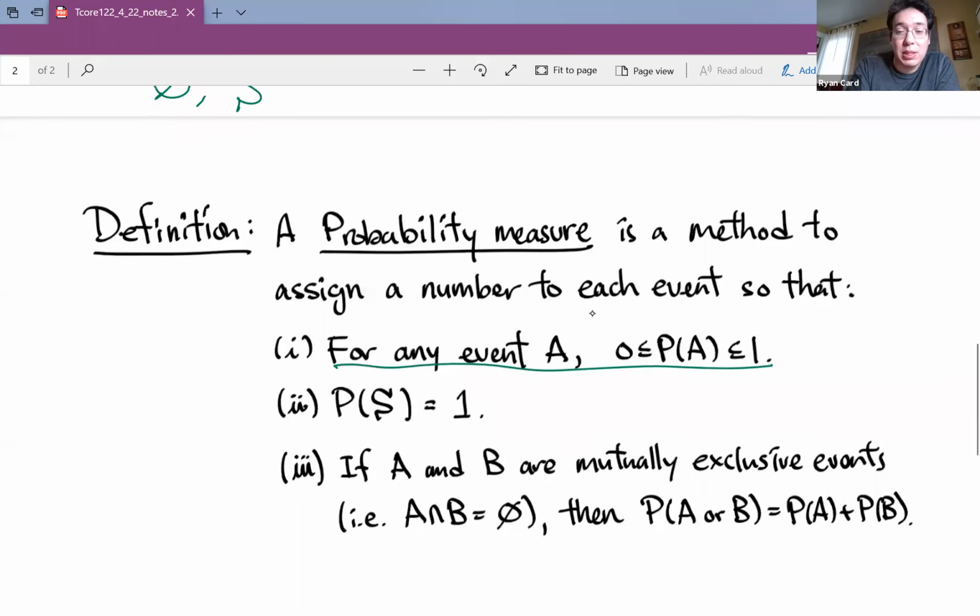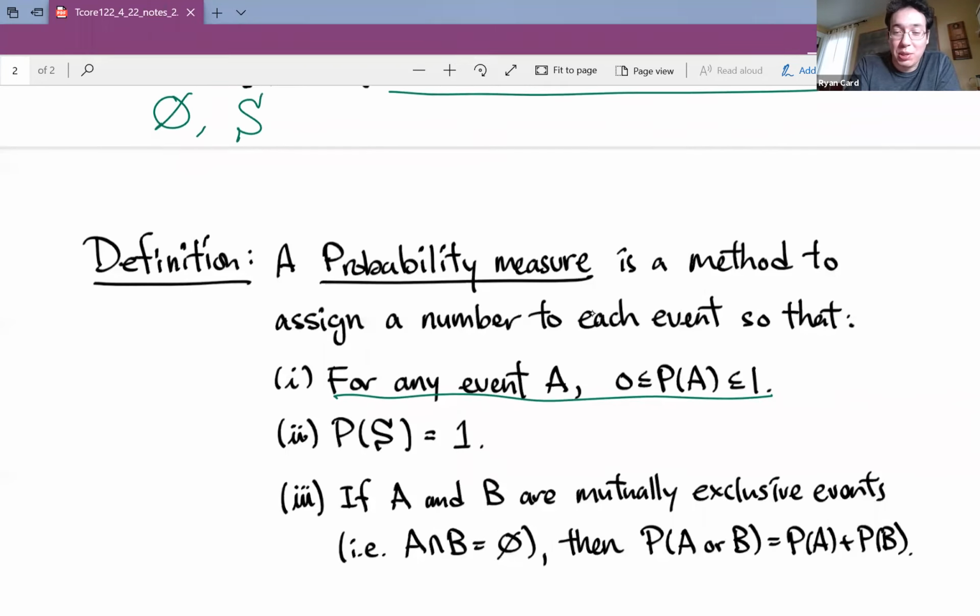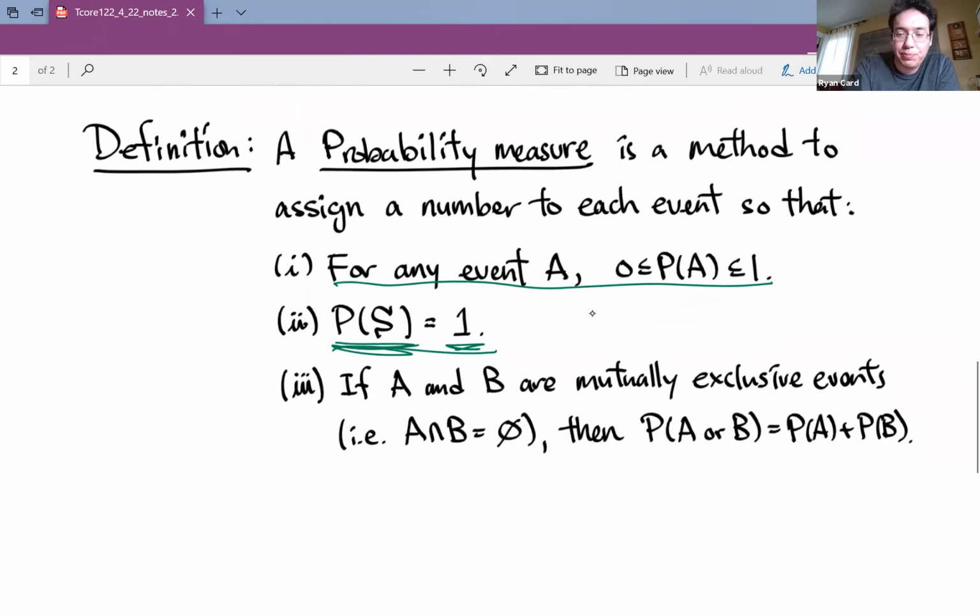So if you're computing probabilities and getting 1.2 as an answer, you know you're doing something wrong. The second condition is actually pretty straightforward. The probability of the sample space, the probability of something in the sample space happening, is equal to 1. That's saying that something will happen when you run this experiment.